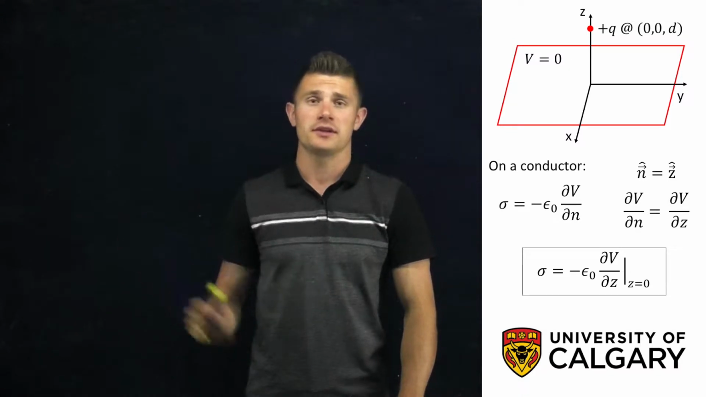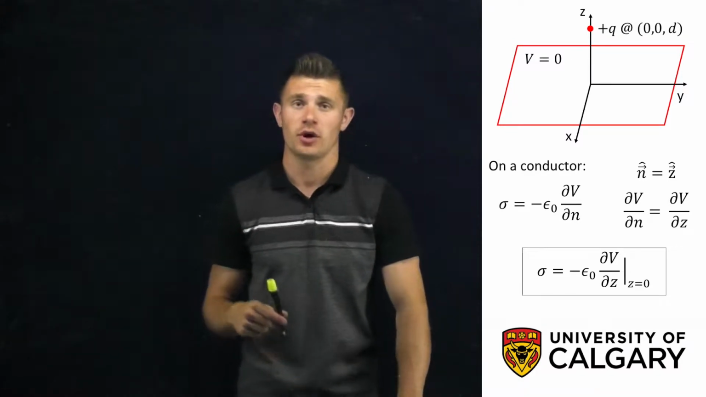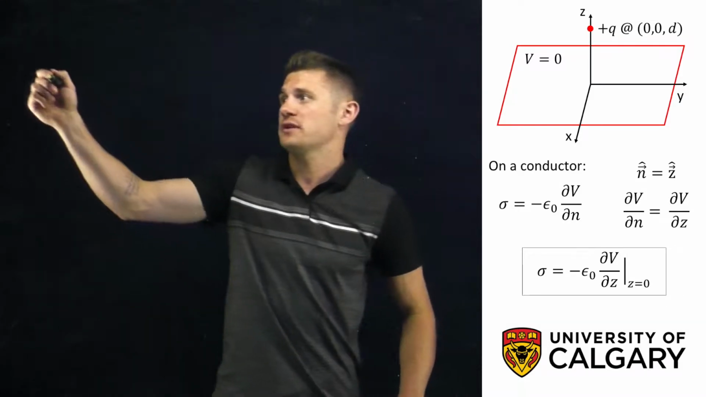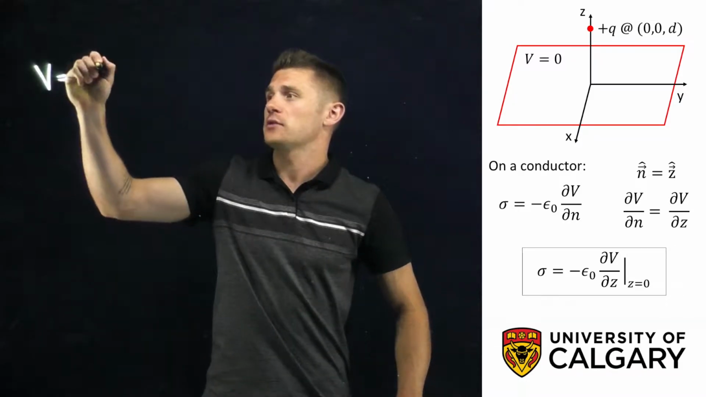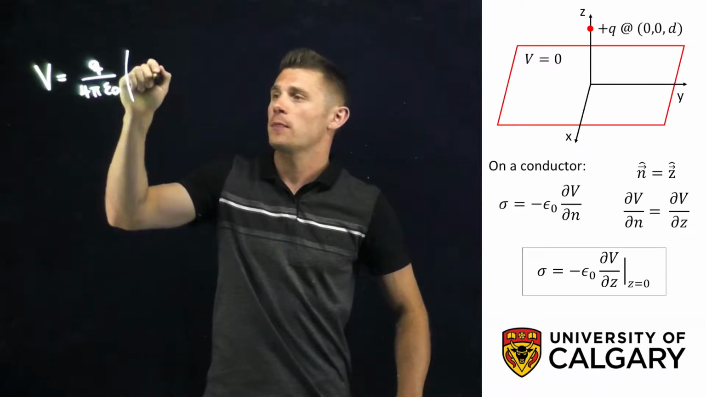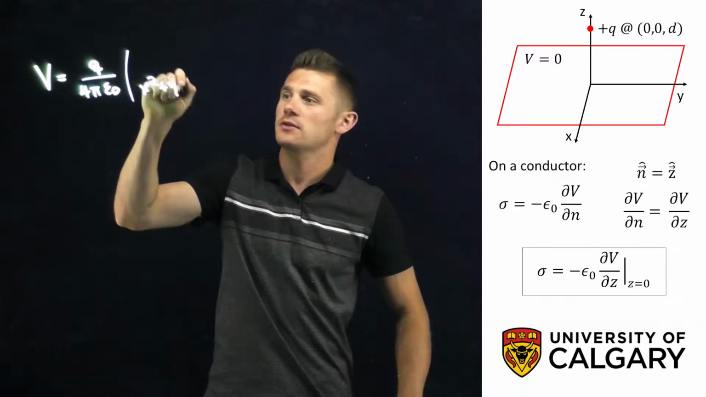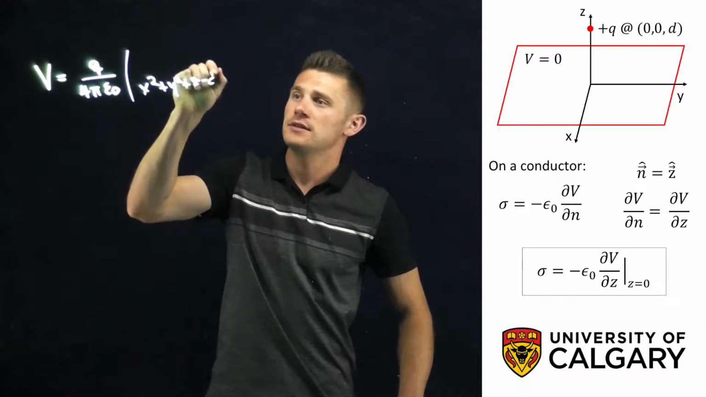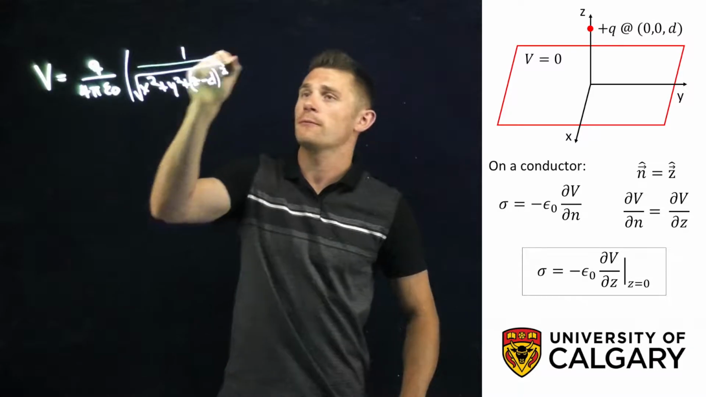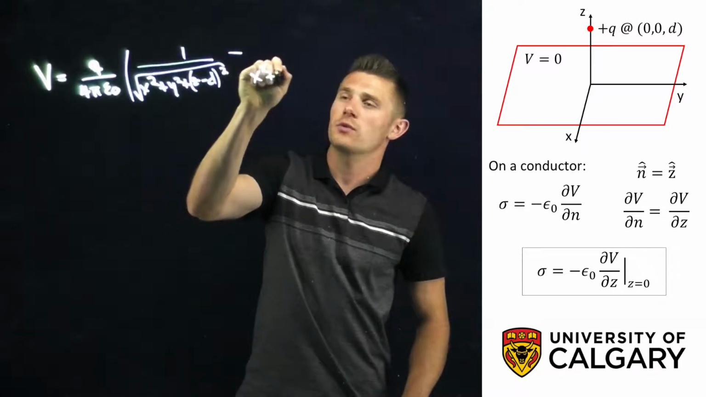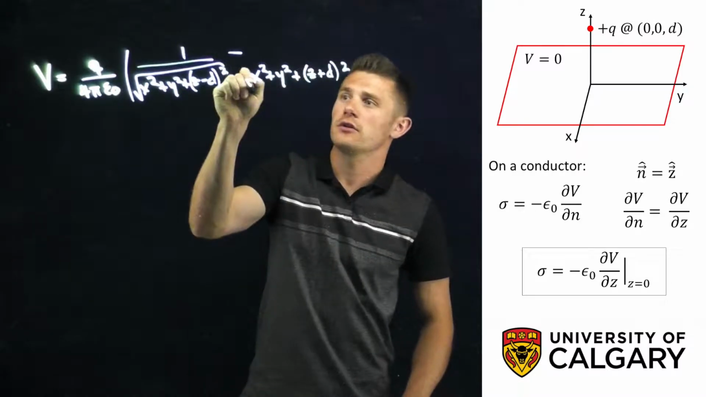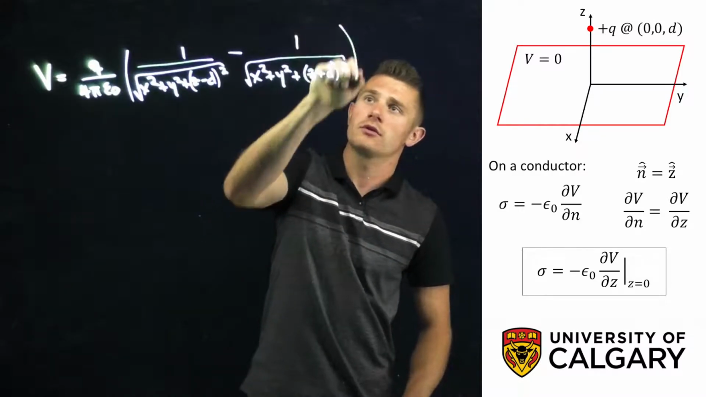In this video, we're going to continue on the solution to the method of images problem that we were working on in the previous video. In the previous video, we found that the potential V was equal to Q over 4 pi epsilon naught, big bracket, 1 over the square root of x squared plus y squared plus (z minus d) squared, minus 1 over the square root of x squared plus y squared plus (z plus d) squared.